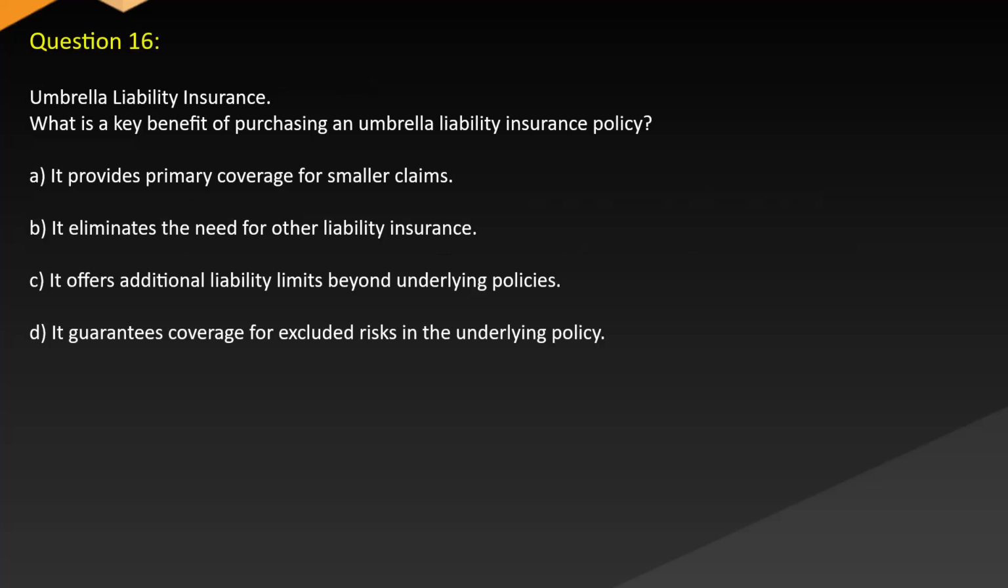Question 16. Umbrella liability insurance. What is the key benefit of purchasing an umbrella liability insurance policy? A. It provides primary coverage for smaller claims. B. It eliminates the need for other liability insurance. C. It offers additional liability limits beyond underlying policies. D. It guarantees coverage for excluded risks in the underlying policy.